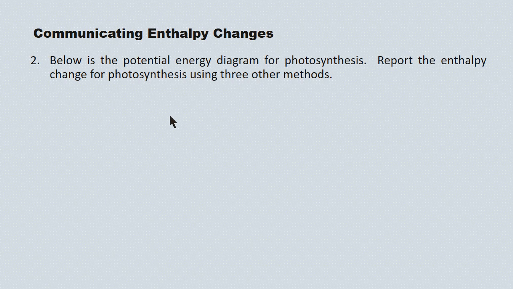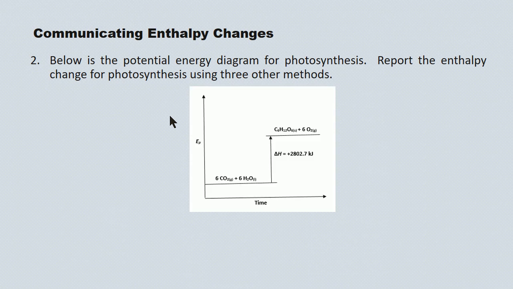So below we see the potential energy diagram for photosynthesis, and they want us to use the other three methods to report the same information. And here's the potential energy diagram. So potential energy on the y, time on the x, and you see our reactants are lower in potential energy, our products are higher in potential energy. And the difference, of course, is change in enthalpy.